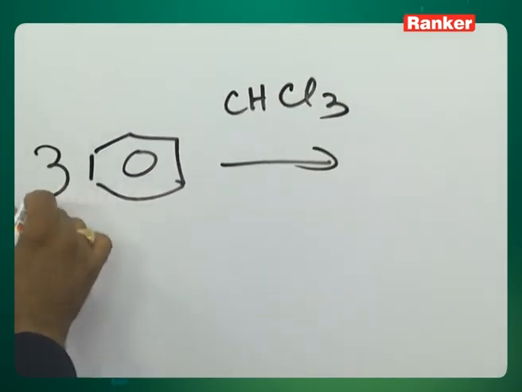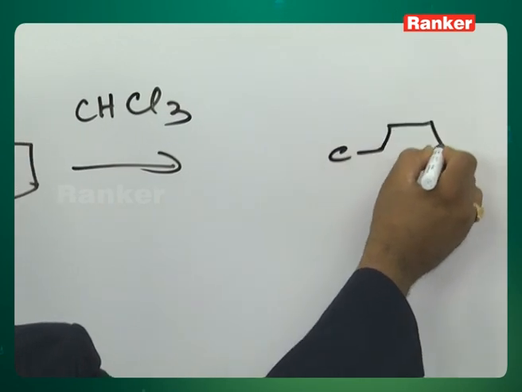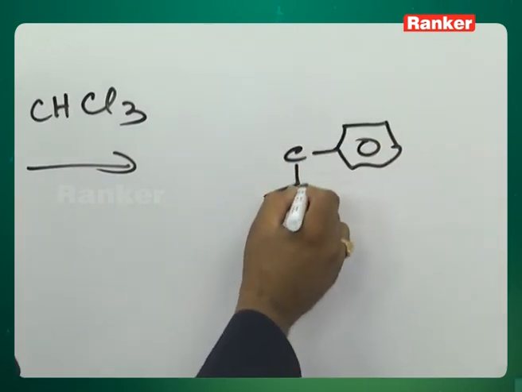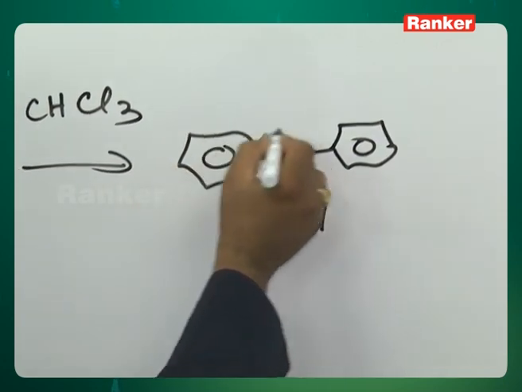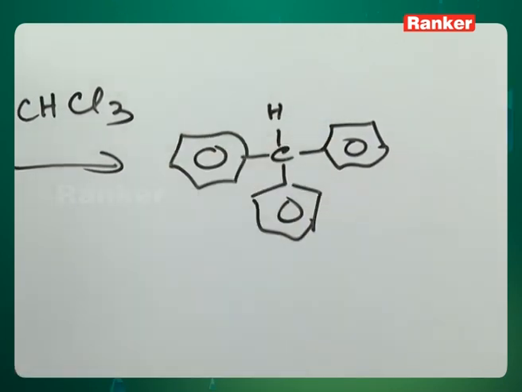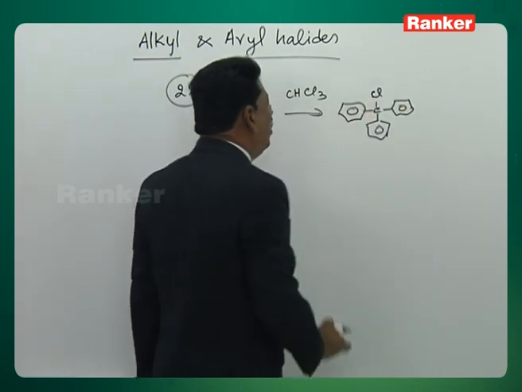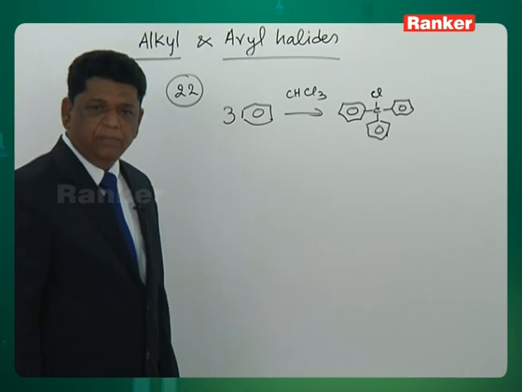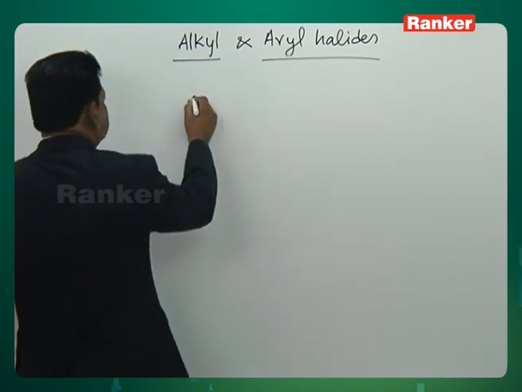That means 3 benzenes react with 1 carbon tetrachloride, giving the 3 phenyls at 3 sites. Because of the steric hindrance, the 4th site does not react, and it remains chlorinated. That is a chlorine containing triphenyl methane, which will be the answer. So the option D is the right answer. So let's go to the next question, 23.